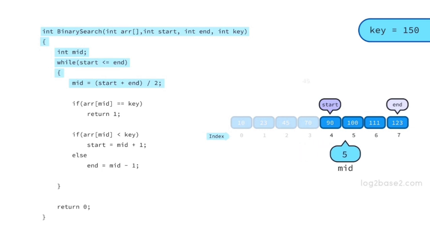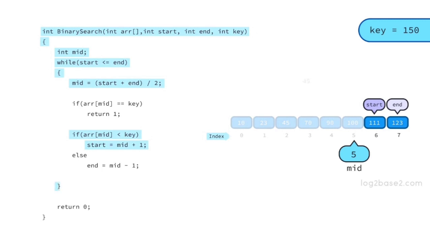So middle element is at index 5. So check if it is the key. So we have if ARR of mid equal to key, and it is not. So check if ARR of mid is less than key, and 100 is less than 150. So if the element is present, it could only be present in the right half. So set start equal to mid plus 1, that is 5 plus 1, which is equal to 6.